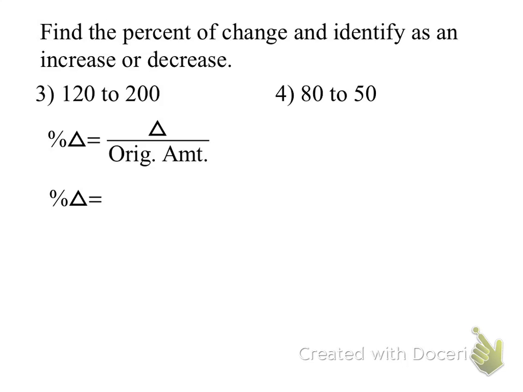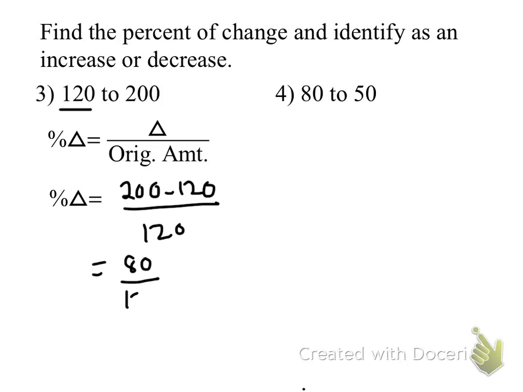All right, so now we have 120 to 200. We found that it's a percent increase. And so now we have to take our new amount subtracted by the original amount, or just find a difference. It doesn't matter. 200 minus 120 over the original amount, which is 120, the first number listed. So then we are doing 80 over 120.